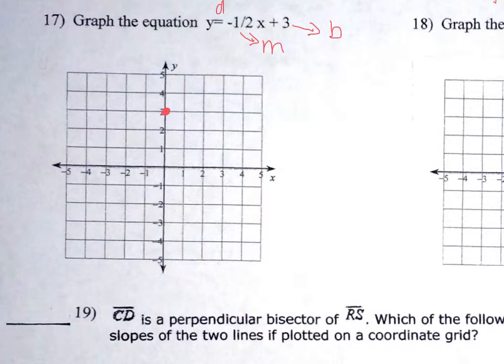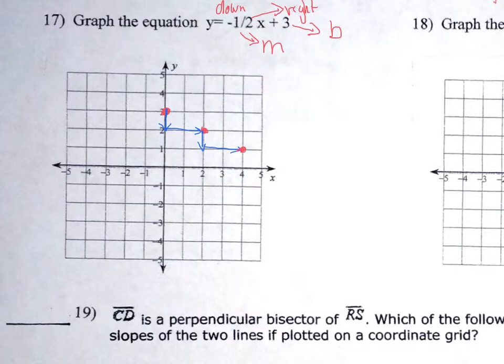Is down. So you're going to go down 1 unit, and the 2, that means which direction? It's right. So from the 3, we're going to move 1 down, and then 2 to the right. And then you put your point. Repeat the slope. 1 down, 2 to the right. And then put a point.